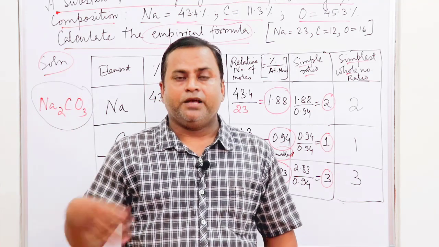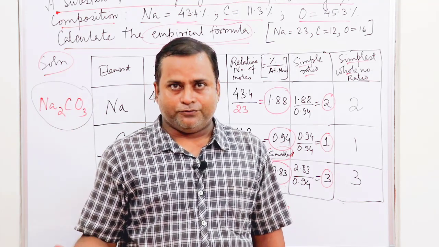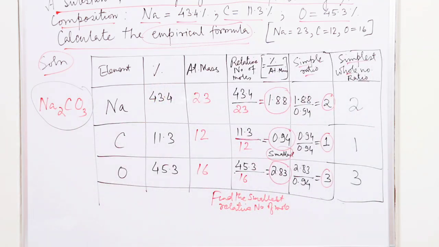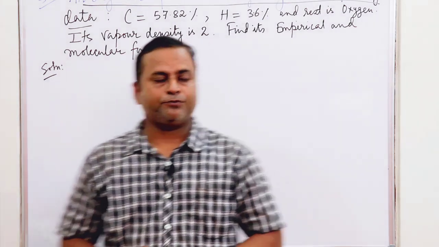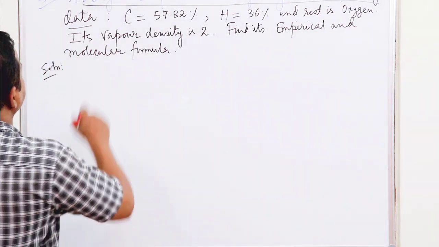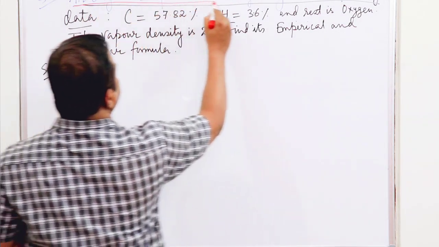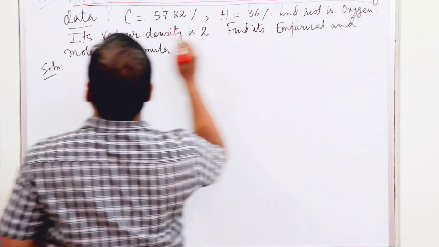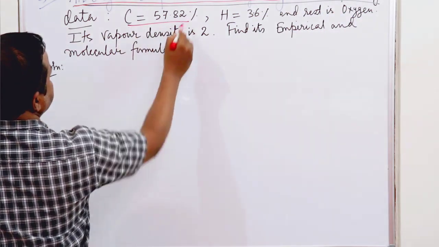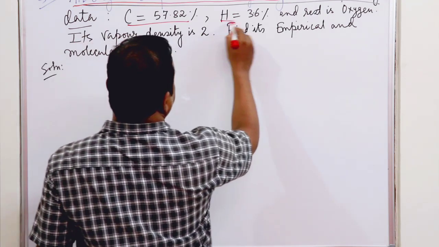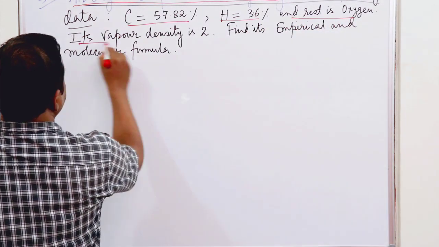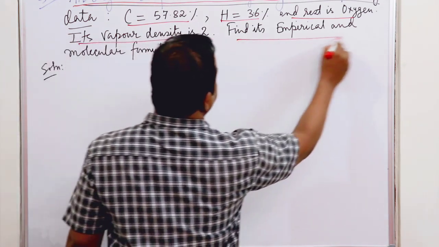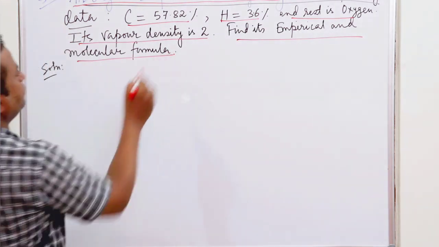Please note down, then we will solve another kind of question. So we have another type of question. The question reads: an organic compound on analysis gave the following data: carbon 57.82%, hydrogen 3.6% and rest is oxygen. Its vapor density is 2. Find its empirical and molecular formula.